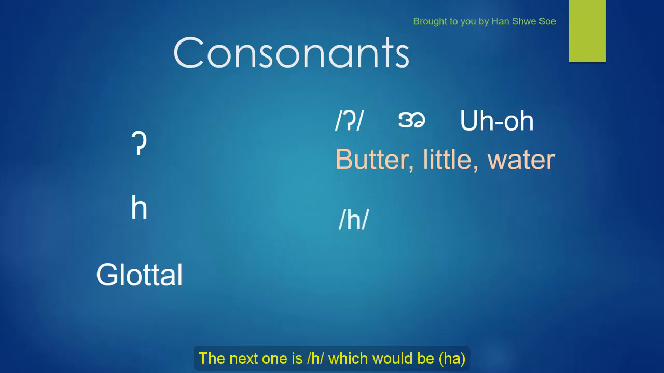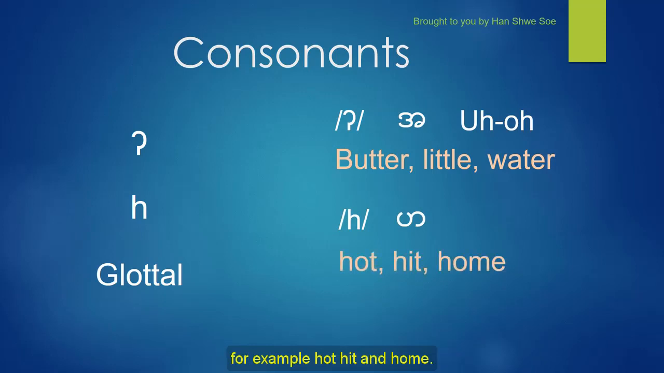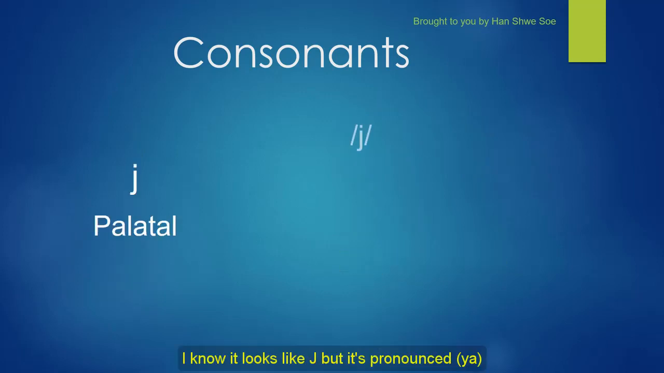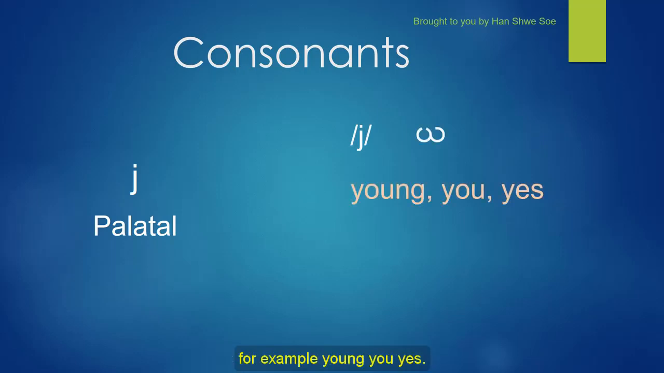The next one is h, which would be ha. For example, hot, hit, and home. This one is y. I know it looks like J, but it's pronounced ya. For example, young, you, yes.